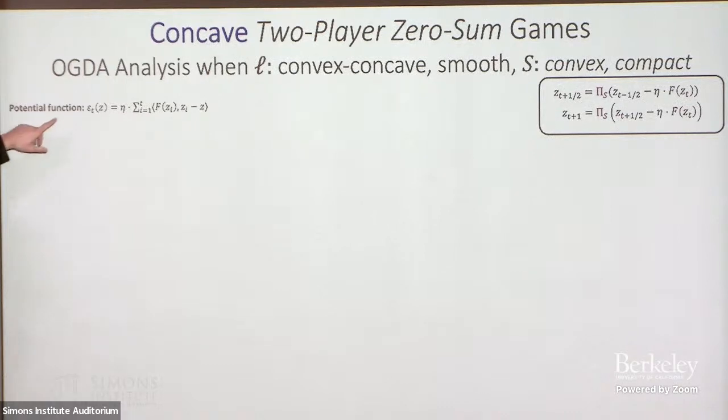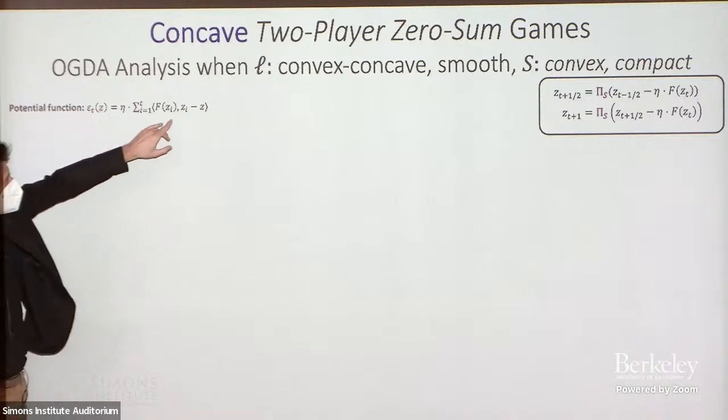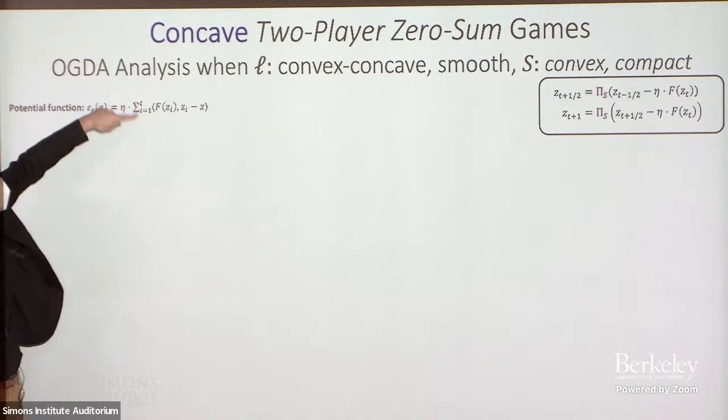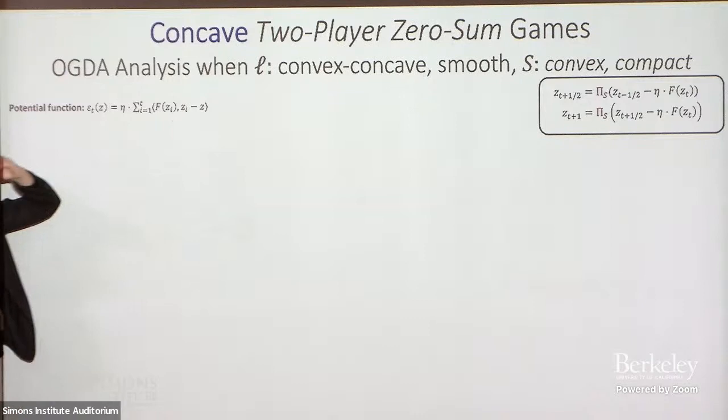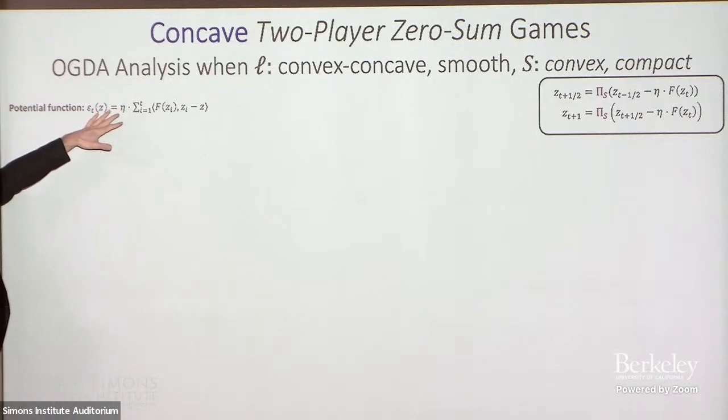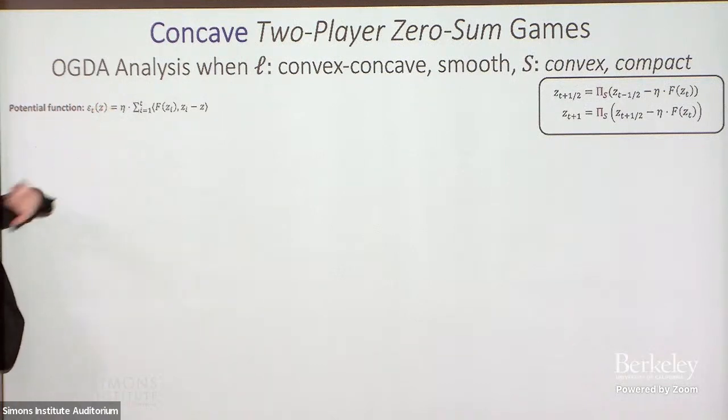So I'm going to write this potential function down. What is this potential function? At a time t and a point z of my interest in my domain, it is just the sum across all time steps of the inner product between my gradient field and zi minus z. It's not clear why this is a good potential, but I'll show you that if you make this small, you are in good shape.